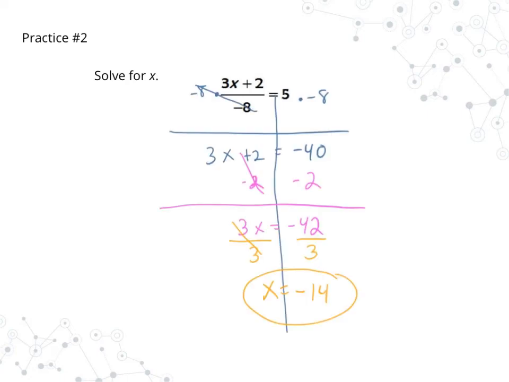How did you do? Were you able to figure out the answer is negative 14? Hopefully you did. If not, go ahead and take a look at each of those steps that I did and where my work is different from yours, and go ahead and fix your problem now.